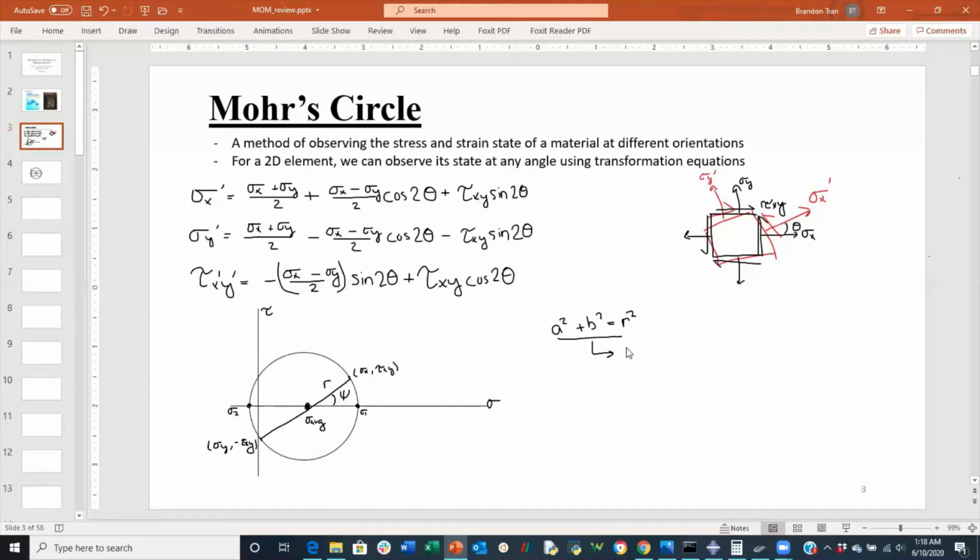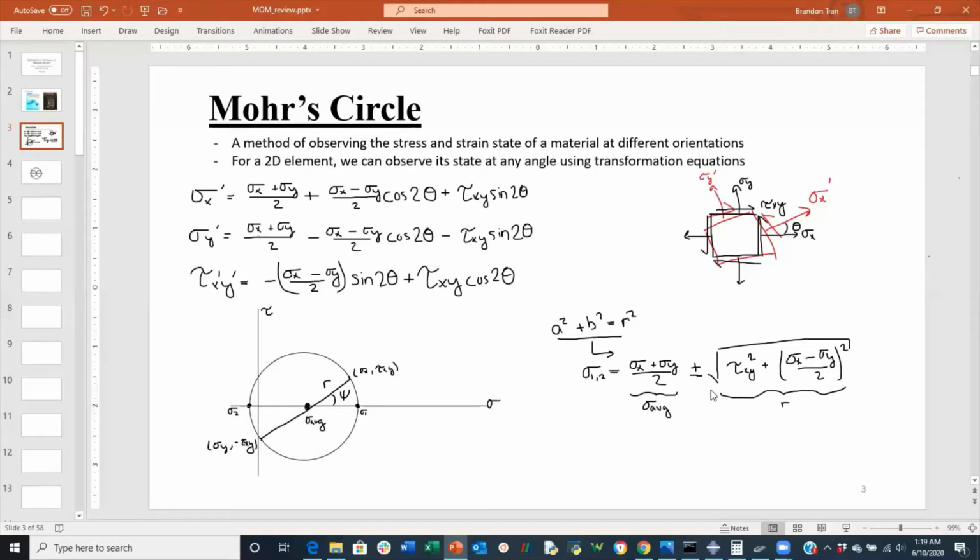Okay, so that development, the equations are as follows. Sigma 1 or 2 becomes first sigma x plus sigma y divided by 2, plus if you want sigma 1, minus if you want sigma 2, plus or minus the square root of tau xy squared plus sigma x minus sigma y over 2 squared. So if you understand the basis of this equation, this section right here is essentially your average stress. This section right here is representative of your radius.